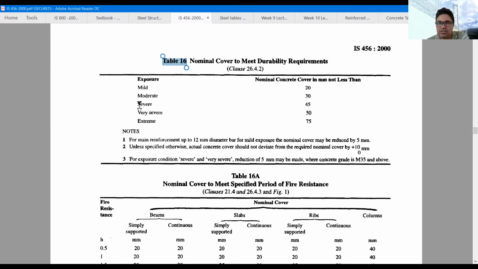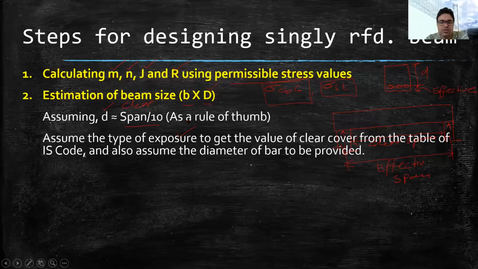Either the exposure condition will be given in the problem, or if it is not given, then we generally assume moderate exposure, and for that the minimum clear cover value will be 30 mm. So based on this table, now we will assume the clear cover value. Here you can see, as it says, assuming the type of exposure to get the value of clear cover from the table of IS code, which was table 16.